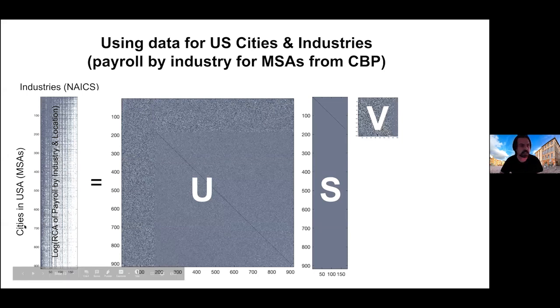So this is cities in the US, these are metropolitan statistical areas, these are industries in NAICS, and this is a matrix of the logarithm of the location quotient of payroll by industry and location, okay? So it's a specialization matrix. This is when you factorize it using SVD. You have a matrix U, a matrix S that is diagonal up here, and a matrix V.